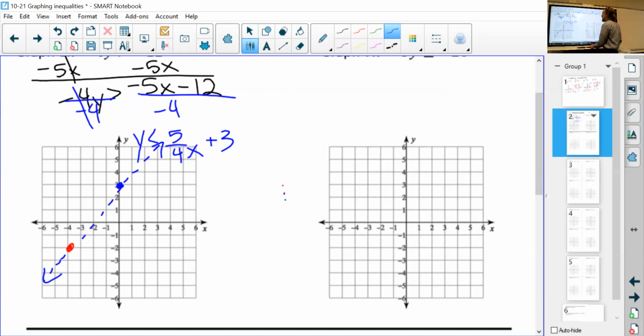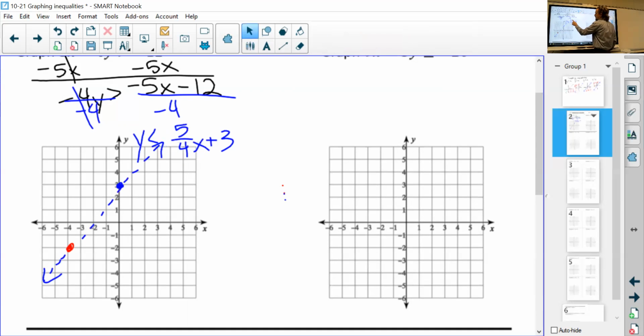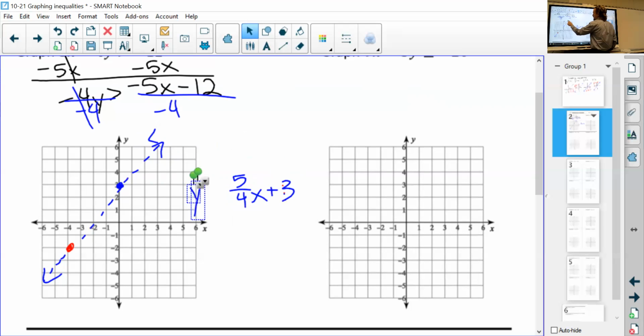Okay, since it is, oh my goodness. So it's not all in the way. Should have organized this a little better.